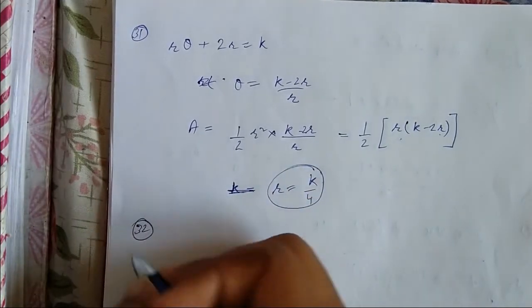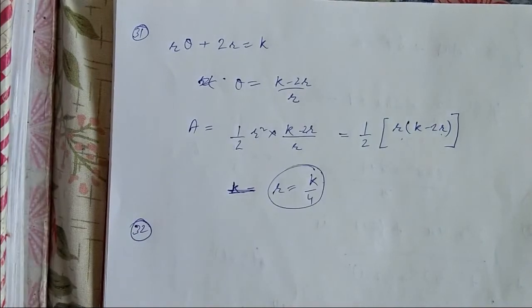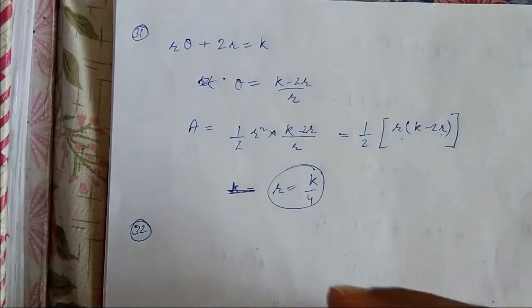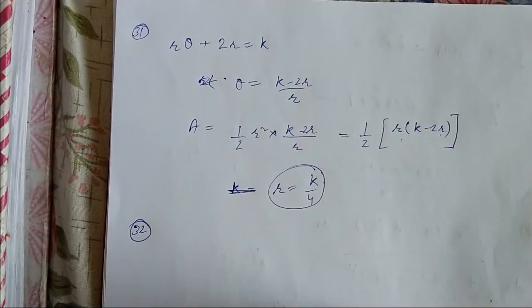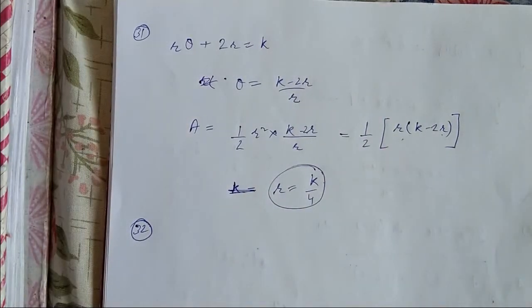32. The maximum possible area that can be enclosed by a wire of length 20 cm by bending it into the form of a sector. So we've been given the perimeter of the area. So we need to calculate the maximum area that can be formed. Okay.